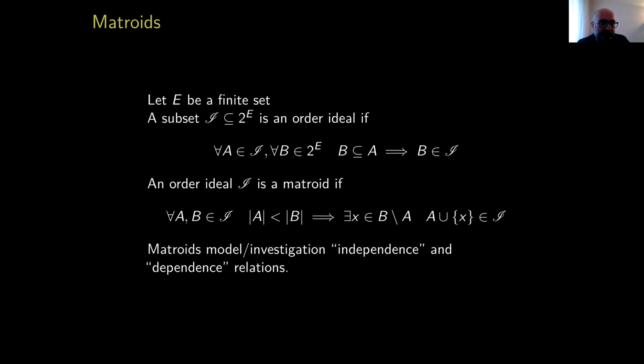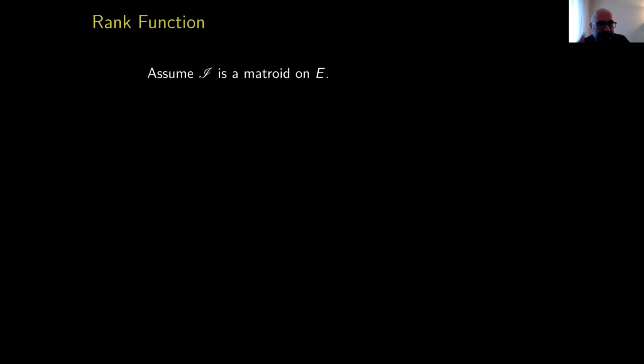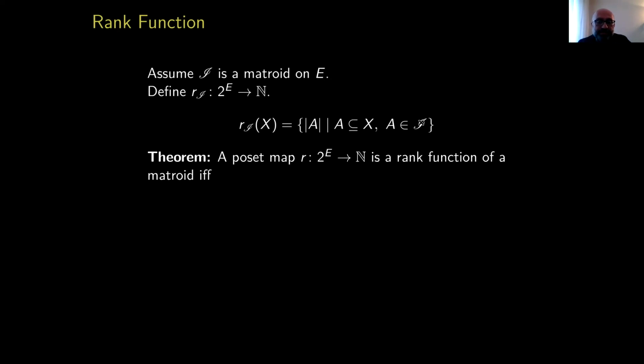So let me give you a definition that, for me, is more intuitive. Let's start with a Matroid, and let's define a function from the set of all subsets of E into the set of natural numbers by looking at these elements in the order ideal. You should think of them as independent sets. So essentially, you're counting the size of the largest independent set in X. You extend this function to all subsets of E by looking at these largest independent subsets. So from a Matroid, we get a function, and this is also a poset function. That is, this R represents the order relation in the set of all subsets of E. If Y is a subset of X, then R of Y is less than or equal to R of X.